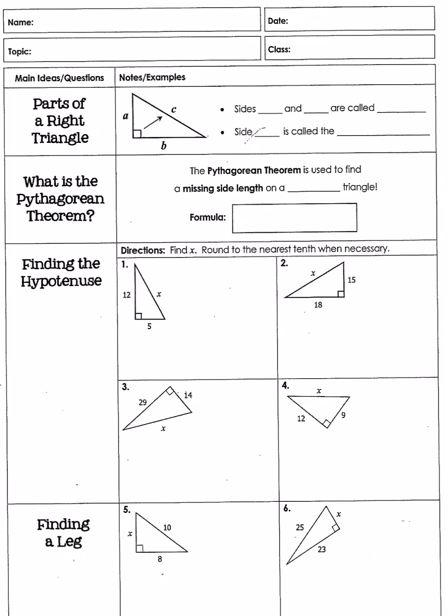Today we're going to use the Pythagorean theorem to solve for parts of a right triangle. Before we can do that, we have to look at a right triangle. A right triangle has one right angle.